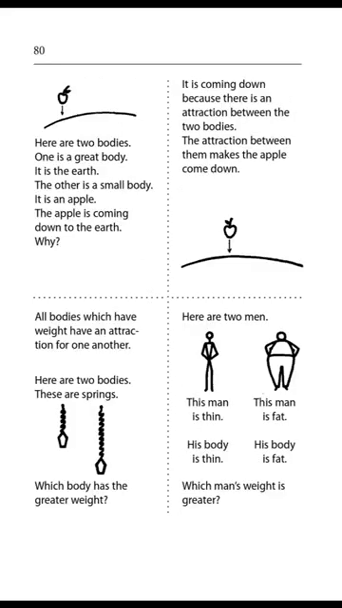Page 80. Here are 2 bodies. One is a great body. It is the earth. The other is a small body. It is an apple. The apple is coming down to the earth. Why? It is coming down because there is an attraction between the 2 bodies. The attraction between them makes the apple come down. All bodies which have weight have an attraction for one another.